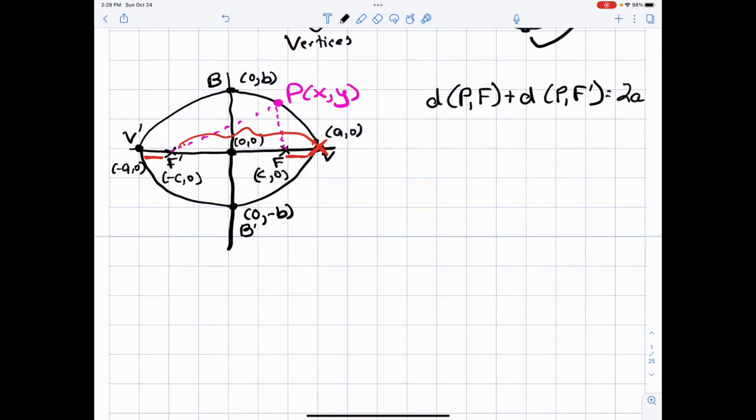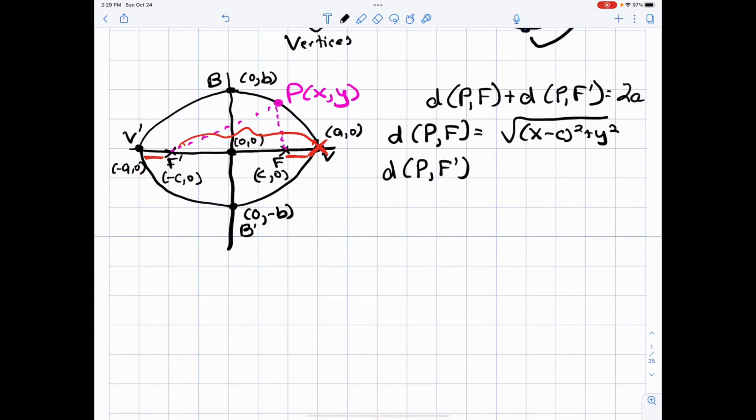Okay, but you can use your distance formula and work some things out. You know that your distance from P to F would be the square root of (x minus c) squared plus y squared. And you know that your distance from P to F prime would be the square root of (x plus c) squared plus y squared. And if you go ahead and add those together, it's going to equal 2a.